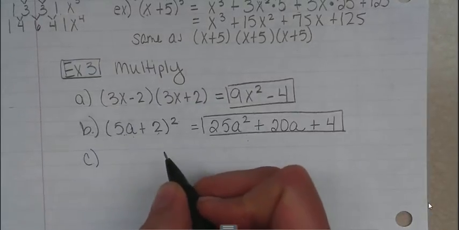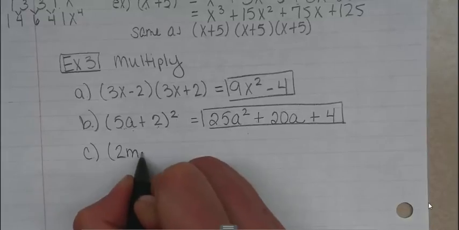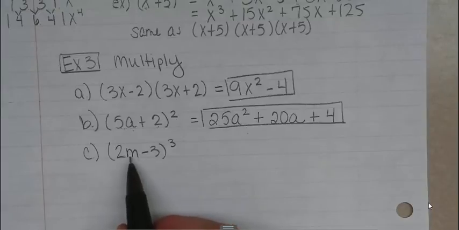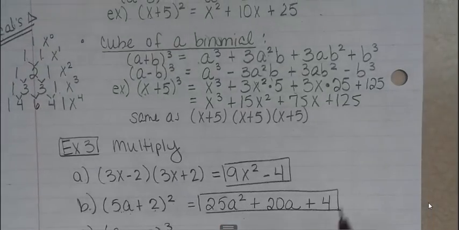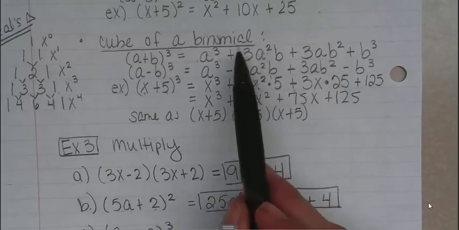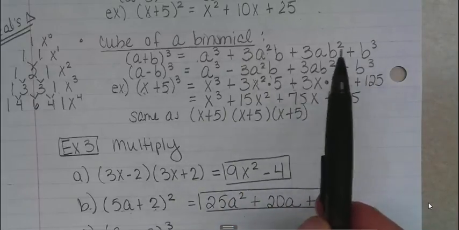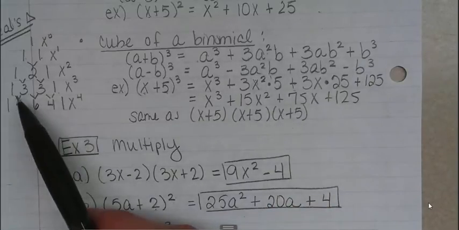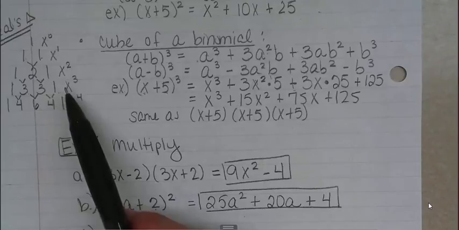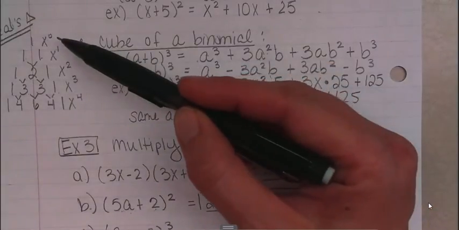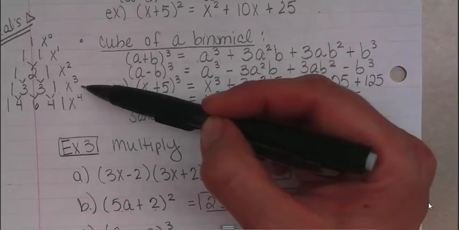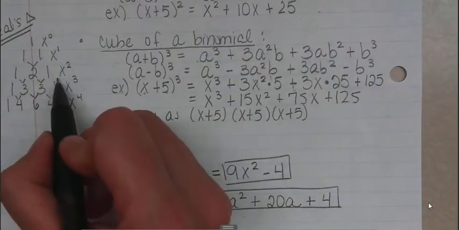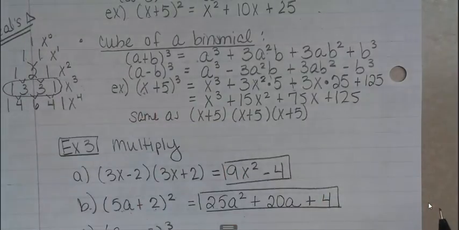All right, let's go for this. So C, I've got 2m minus 3 cubed. So this is the cube of a binomial. You have two ways of figuring this out. One, you can memorize this pattern, write it down on your index card, and always reference your notes. Or you can recreate Pascal's triangle and realize it's the fourth row down, because the first row is x to the 0. So don't forget about 0. You need to go to the fourth row down, and then these will be your coefficients.